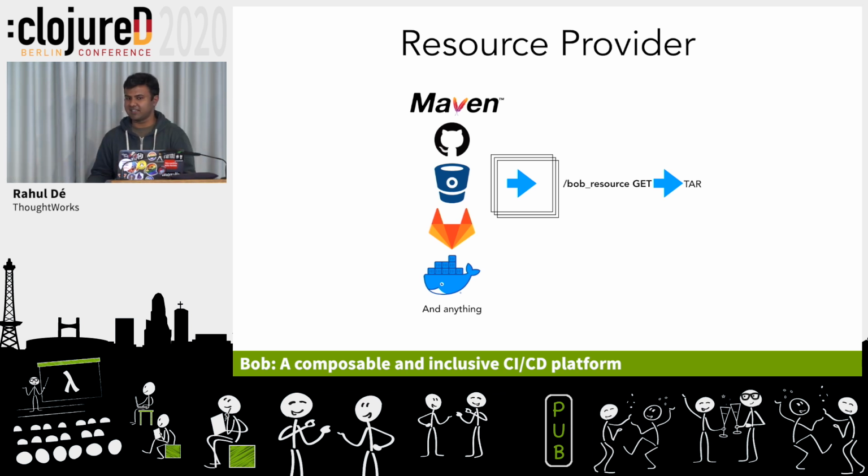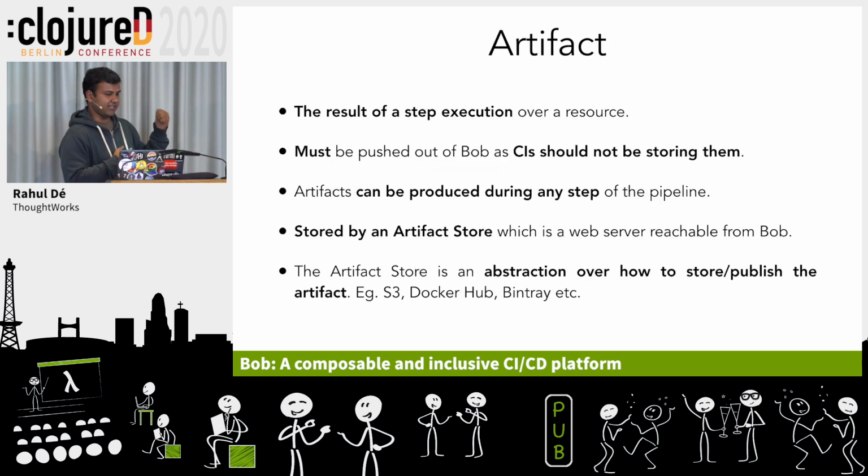Right? So things like authentication, custom SAML auths for GitHub, private repositories, these are not Bob's concern. Abstract these things in your resource provider, and you can just help Bob along. Right? Artifact is the other side of it. It's the result of a step execution. And the second point is where I'm really opinionated. Artifacts should not be a part of your core. You should push it out.